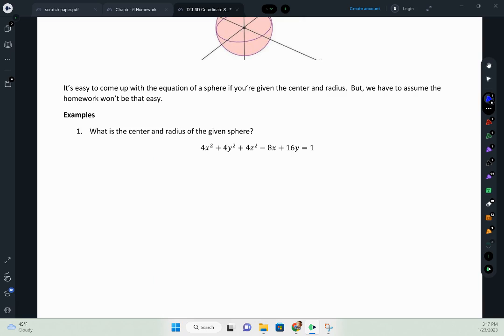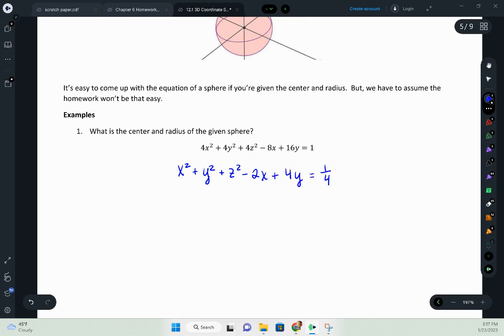All right, so we're asked, what is the center and radius of the given sphere? Now, it's easy to look at this question, throw up your arms and say, I have no idea. It's not written like that form you gave me. And that's true, but we can rewrite it. So the first thing I'm going to do is notice that everything on the left-hand side is divisible by 4. So I'm going to divide everything, left and right, by 4. What that gives me is x^2 + y^2 + z^2 - 2x + 4y = 1/4.